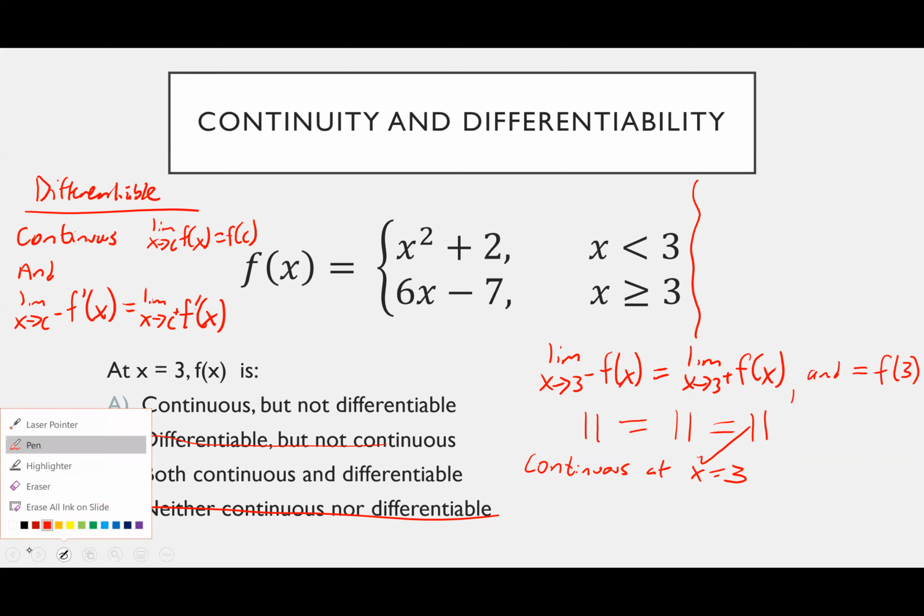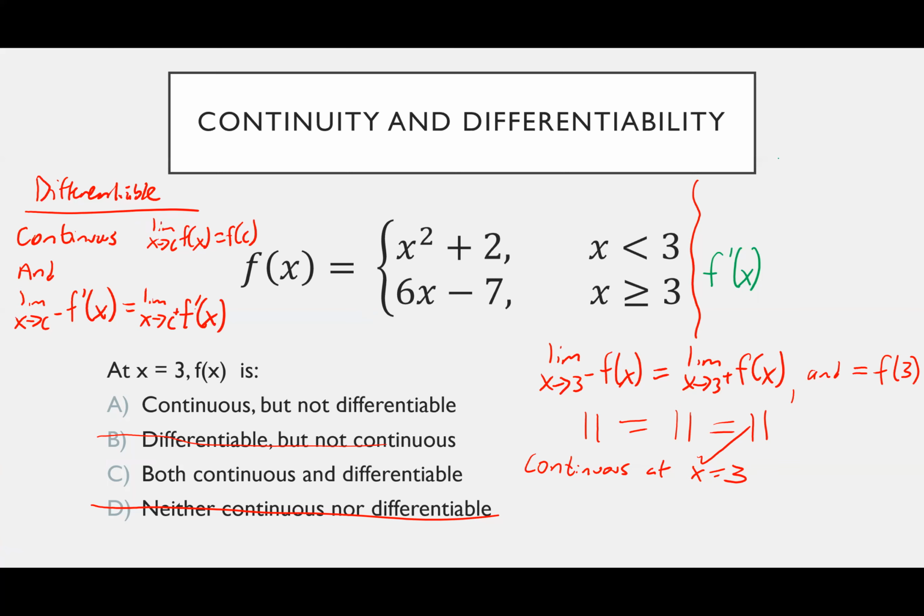our function. I'll change colors for this. So in green, I'm going to write a new piecewise function for the derivative of f. What's the derivative of the top function? 2x. 2x, and I'm going to use that whenever x is less than 3. What's the derivative of the bottom function? 6. 6.